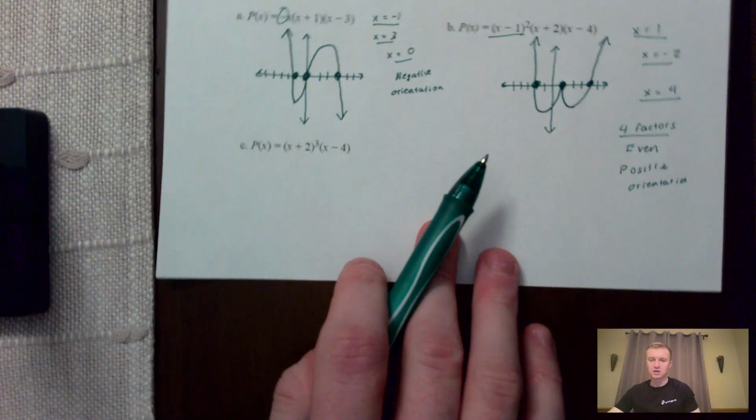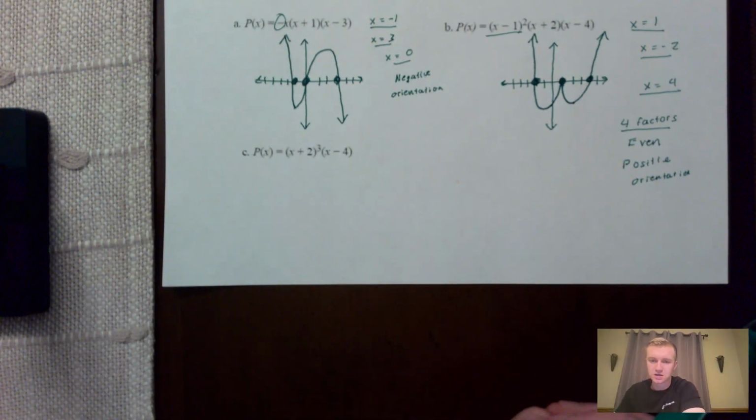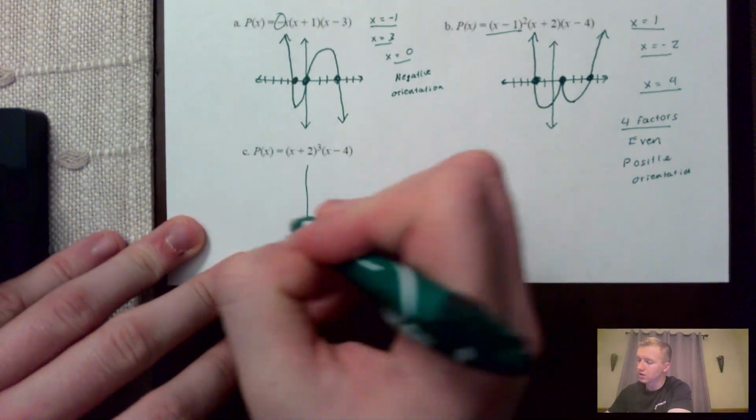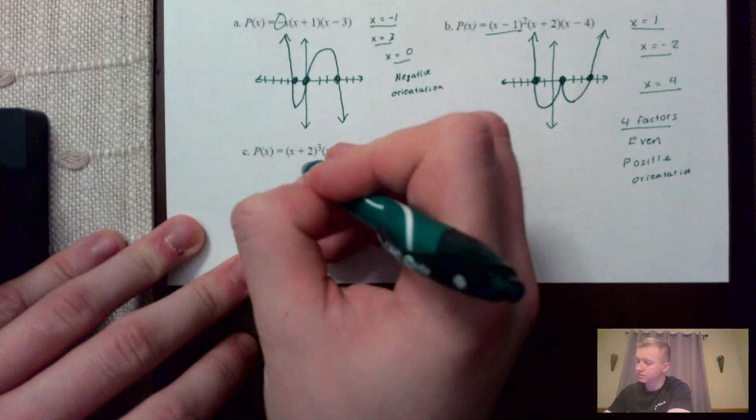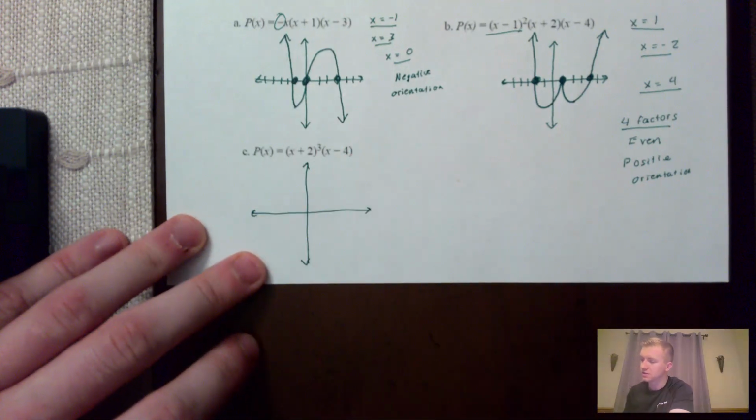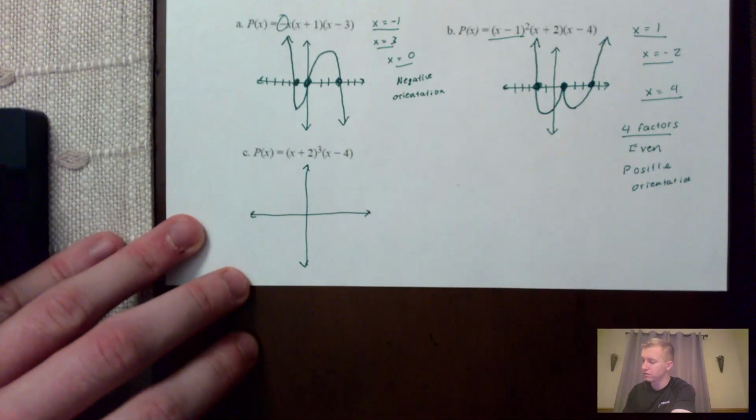All right, and last but not least, we've got that letter C. In this case, it says (x plus 2) quantity cubed, and then (x minus 4). So I'm going to go ahead and make that last graph here. Now, the last graph is going to look something like this, and we're going to go ahead and fill that in.